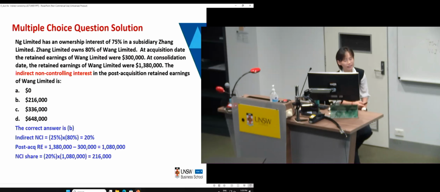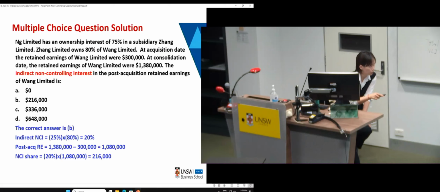Now, we need to find out the INCI interest in the post-acquisition retained earnings. You need to find two components. What is INCI in One Limited? We use 25%, which is one minus 75%, right? 25% multiplied by 80%. So the INCI in the grandchild company is 20%. Anyone having trouble getting this 20%? Just raise your hand and let me know, okay?